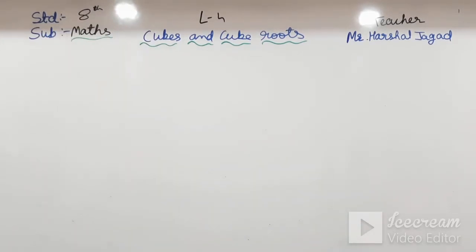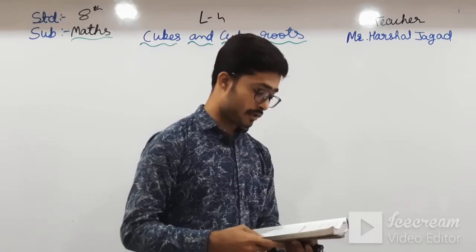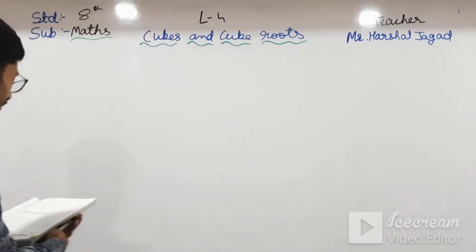See here, students. There is a table, the relationship between cubes, squares and triangular numbers. Let us draw that first.